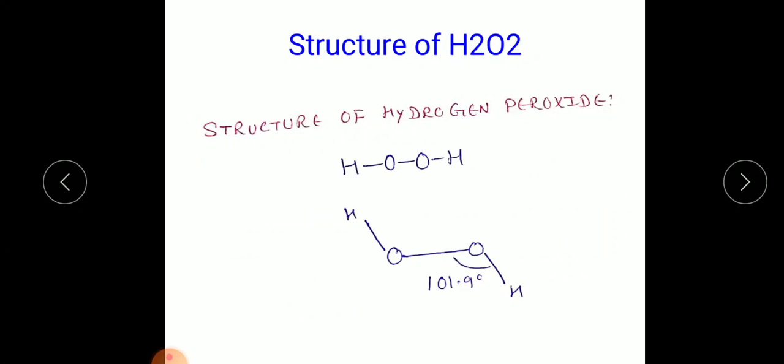Structure of hydrogen peroxide. So the structure of hydrogen peroxide is somewhat like this, where we have two oxygens in between the two hydrogens. This we call a peroxide linkage, and the actual structure looks like this.